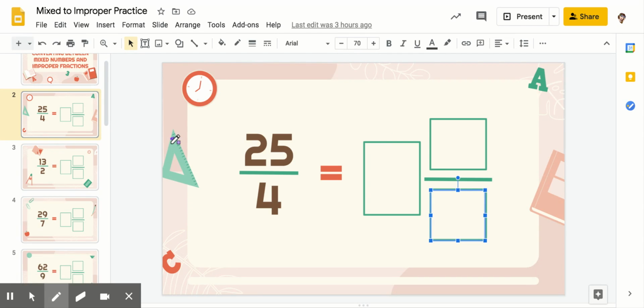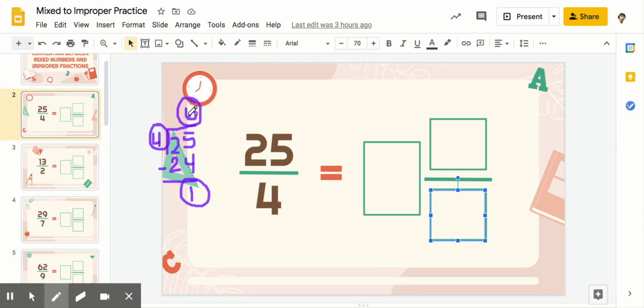So if I did 25 divided by 4, I know that 4 goes into 25 6 times. 6 times 4 is 24. And then we subtract, right? And we get 1. So these are my important pieces. We've got 6, we've got 1, and we've also got 4.